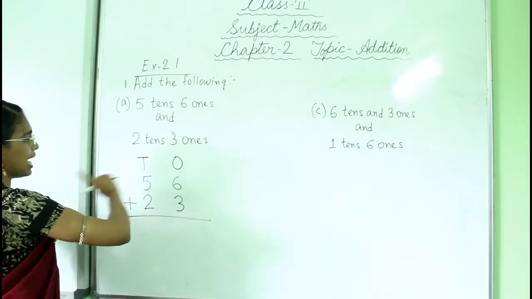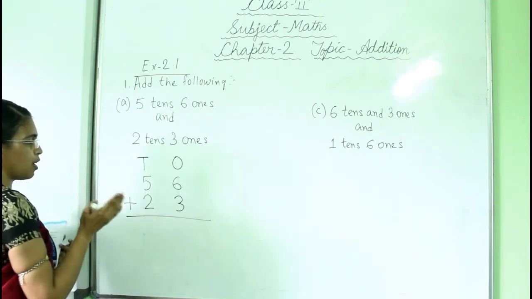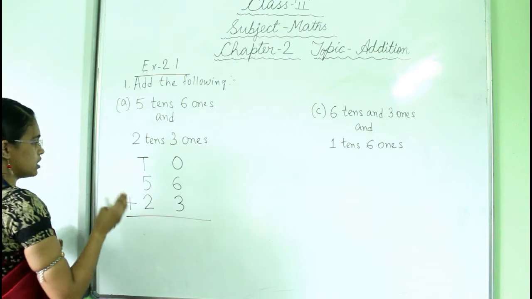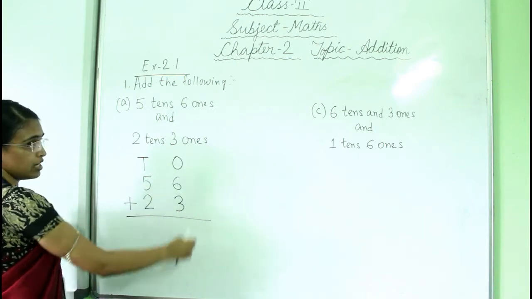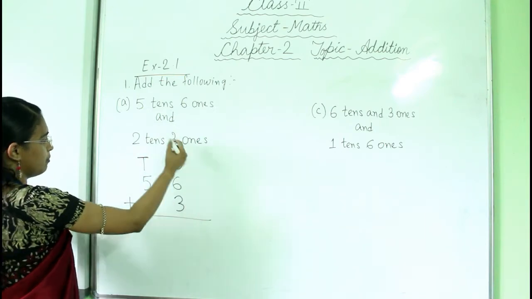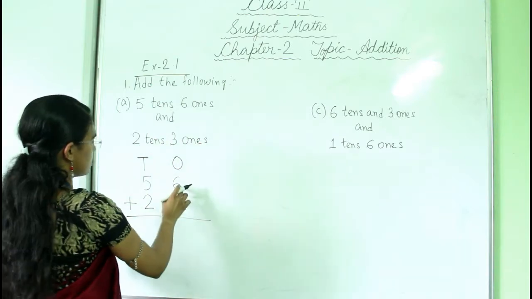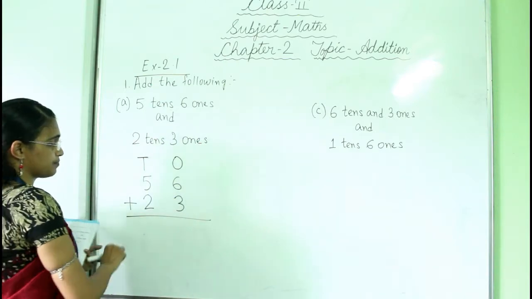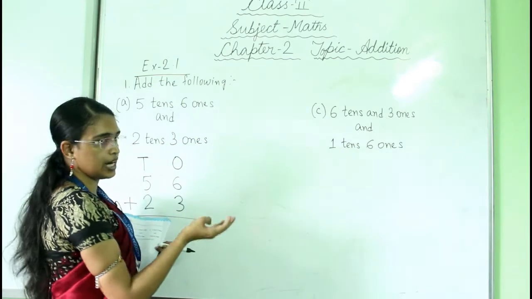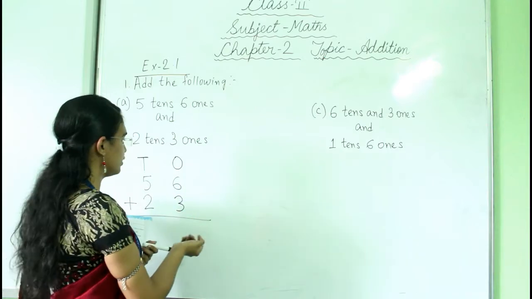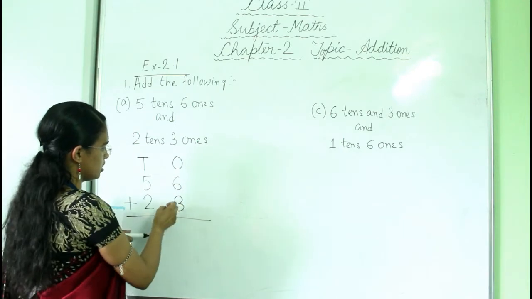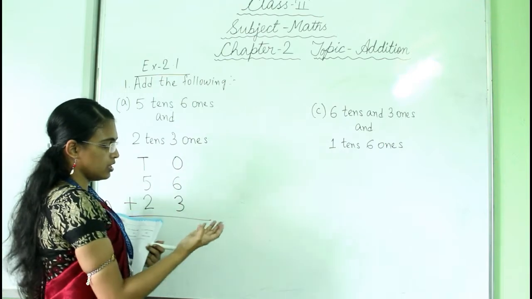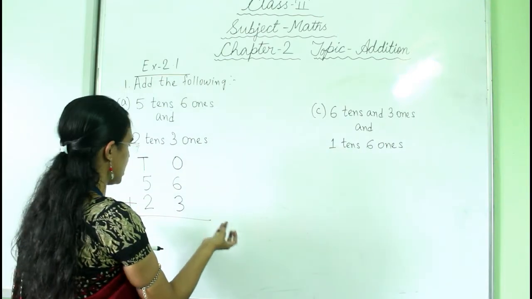So now you have to count the addends. First, from which side you have to start, from tens place or ones place? Yes, from ones place. So 6 plus 3. You can count on your fingers like this. 6 plus 3. We have to add 3 with 6. Okay. Then 7, 8, 9.